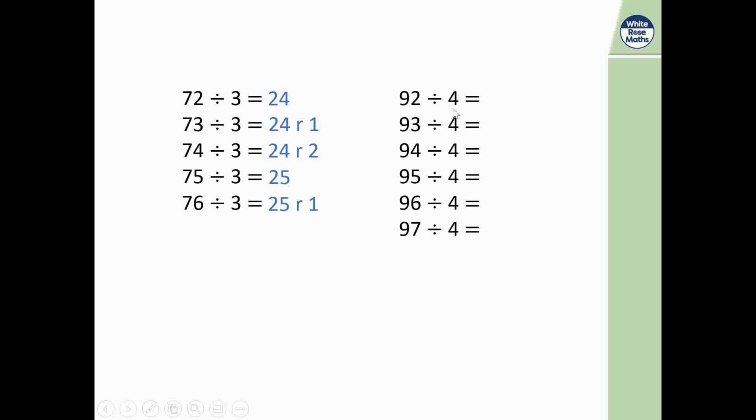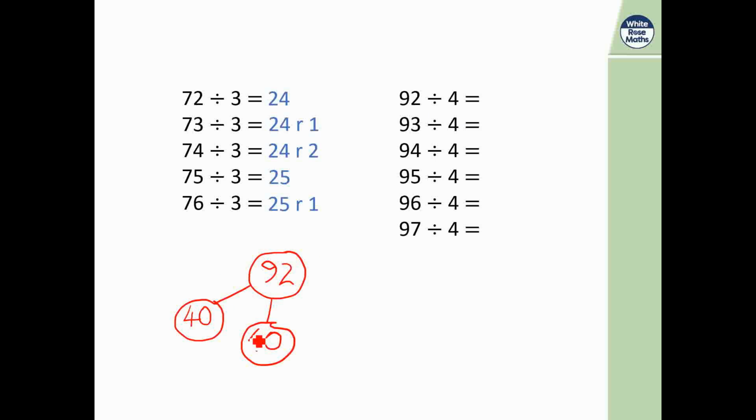92 divided by 4. Well, you probably don't know that in your heads, but what you can do is partition it. Now, we've done this quite a few times before. 92, well, what's 10 times 4? 40. So we use another 40. Now, 40 plus 40 makes what? 80. So what do we have left? 92 take away 80. 12. Okay. Right. How many times does 4 go into 40? 10 times. So that equals 10.